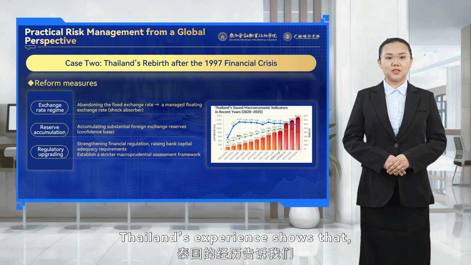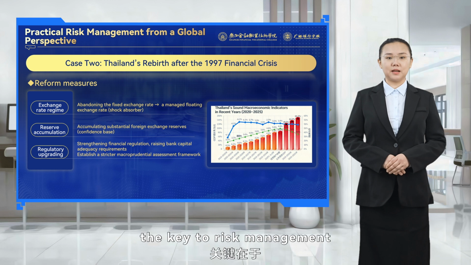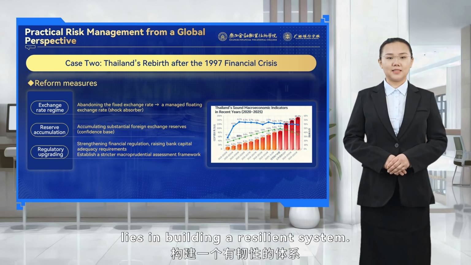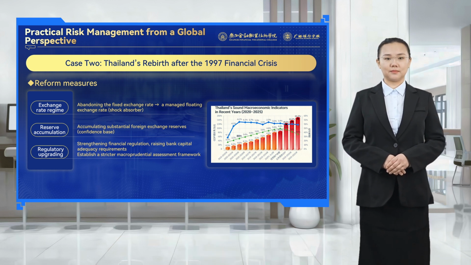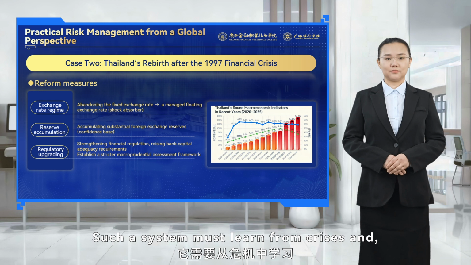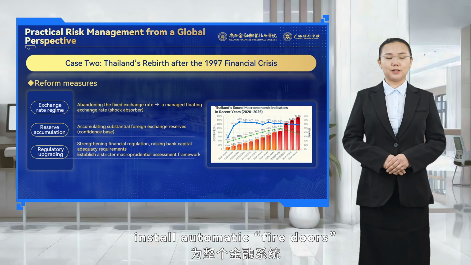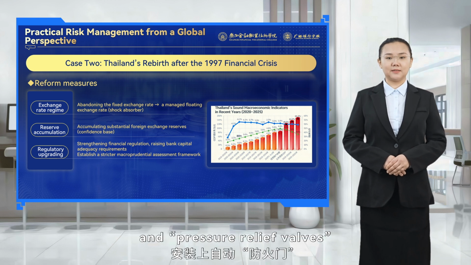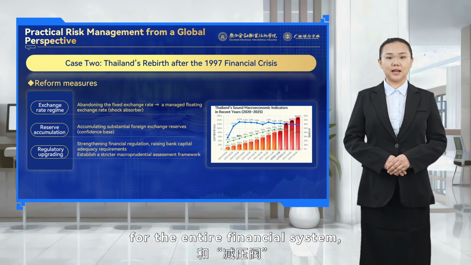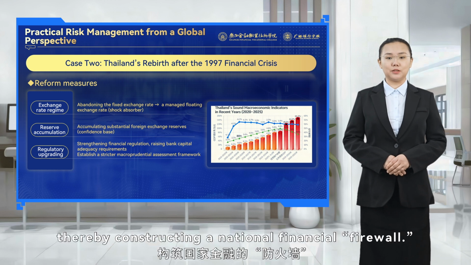Thailand's experience shows that, at the national level, the key to risk management lies in building a resilient system. Such a system must learn from crises and, through institutional reforms, install automatic fire doors and pressure relief valves for the entire financial system, thereby constructing a national financial firewall.